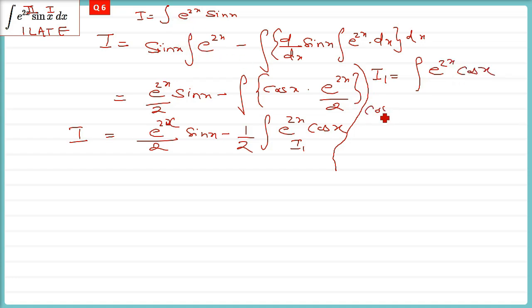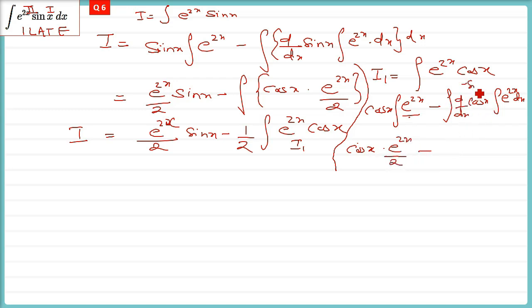Again isolate, same thing we are going to do. So cos x, integration of e raised to x, minus integration of d by dx of cos x, and then again e raised to x dx. So just u into v integration I am applying. Cos x, e raised to x will be e raised to x by 2, minus d by dx of cos x is negative sin x. So minus minus becomes plus, so it will be sin x inside the integration sign. e raised to x will be e raised to x by 2.